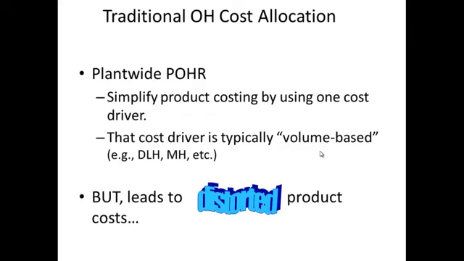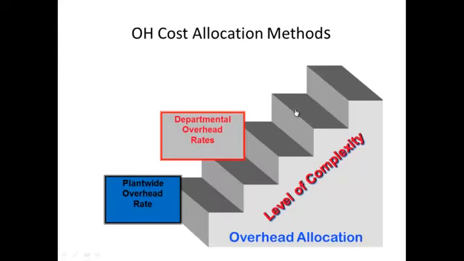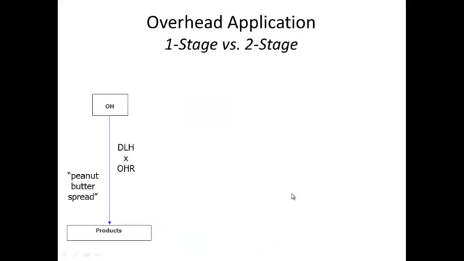But unfortunately, in some settings at least, it's going to lead to very distorted product costs. And we're going to be spending most of our time in the next couple of classes talking about the cost distortion. One way to mitigate some of this distortion is by increasing the complexity or the sophistication of our product costing system. So we can move slightly up the ladder of complexity or sophistication and go from a plant-wide overhead rate to a departmental overhead rate as a means of trying to get rid of some of the distortions that arise in a plant-wide overhead rate.